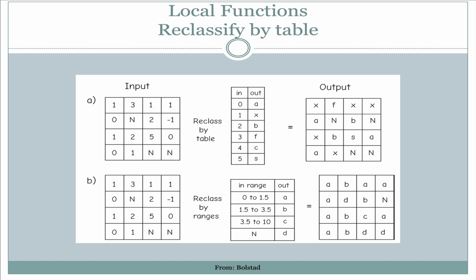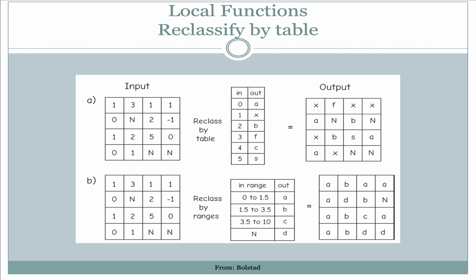In the bottom row, what we see is we're doing something similar, except now we're reclassifying by a range of values. So any value between 0 and 1.5 is going to be reassigned the value A in the output table. This would be similar to the types of reclassification you might have done in ArcGIS Pro, where you're asked for a range of values, and then it gives a new value to each grid cell, maybe 1, 2, 3, 4 instead of A, B, C, D, but the same sort of idea.